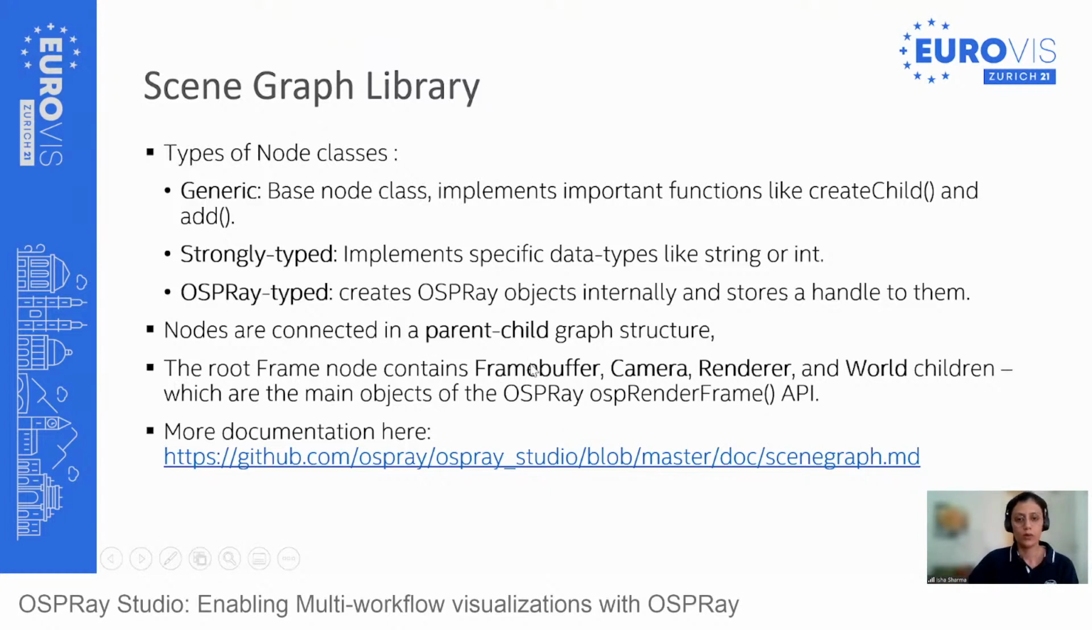Now, all the nodes are connected in a parent-child graph structure, as shown before. And the root node of the OSPRay Studio scene graph is the frame node, and it contains the frame buffer, camera, renderer, and world children. Now, these four objects are the main objects of the OSPRay OSP render frame API. And more documentation on this can be found at this link.